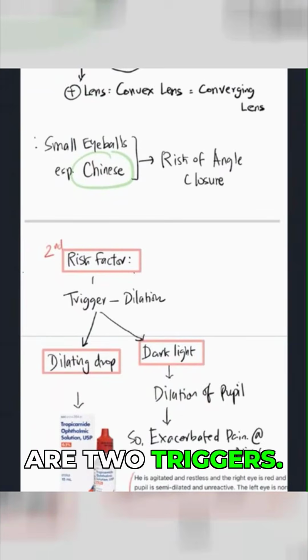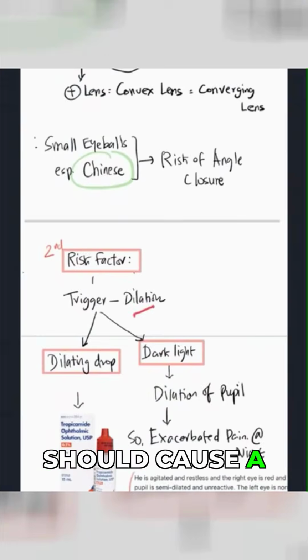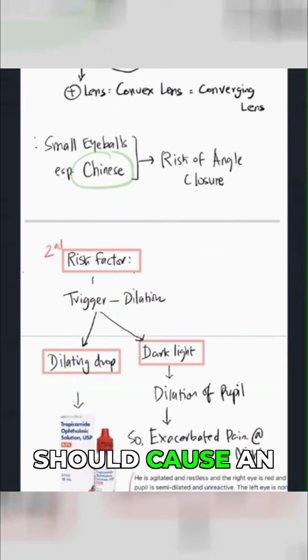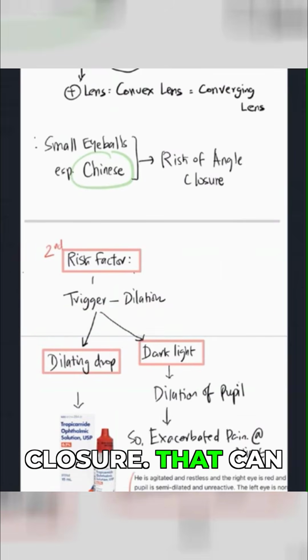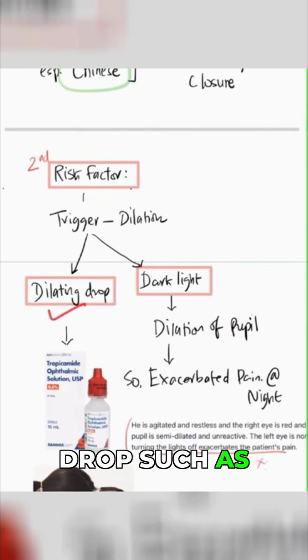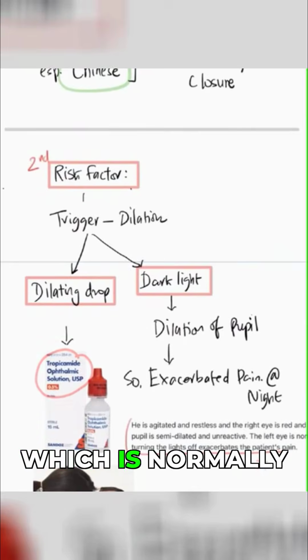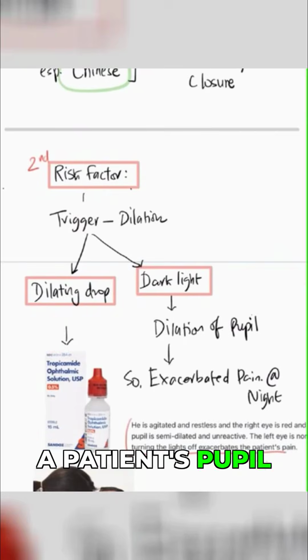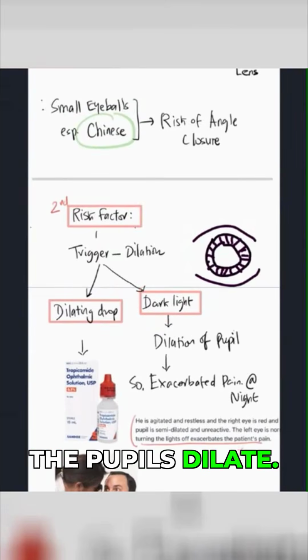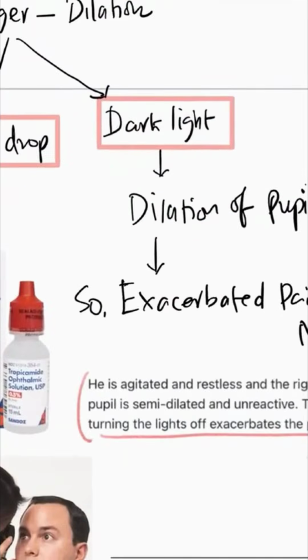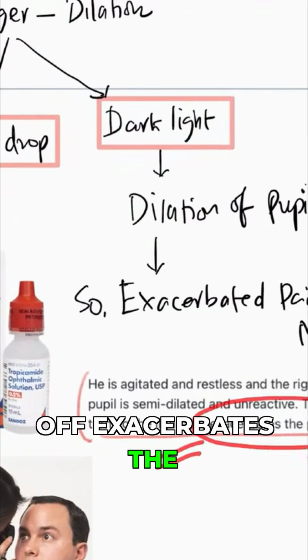There are two triggers. Basically, the trigger should cause a dilatation. The trigger should cause an increase in the pupil size, therefore causing an angle closure. That can be a dilating drop, such as a tropicamide solution, which is normally given to dilate a patient's pupil to look into the back of the eye or the retina, or it can be a dark light. When you go into the dark, the pupils dilate. That's why in our patient you can see that turning the lights off exacerbates the patient's pain.